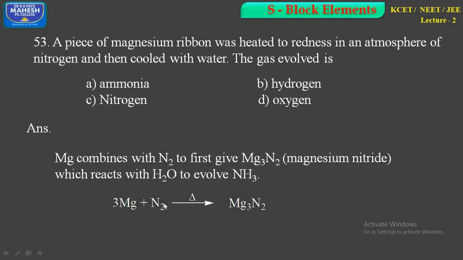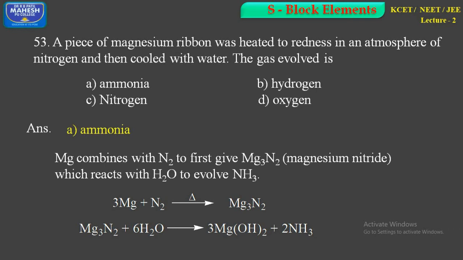When magnesium is reacted with nitrogen atmosphere on heating, we get magnesium nitride, that is Mg3N2, and this magnesium nitride, when reacted with water, gives magnesium hydroxide, Mg(OH)2, liberating ammonia vapors. Thus, we get ammonia as the gaseous component. Thus, ammonia gas is evolved. So, option A is the right answer.